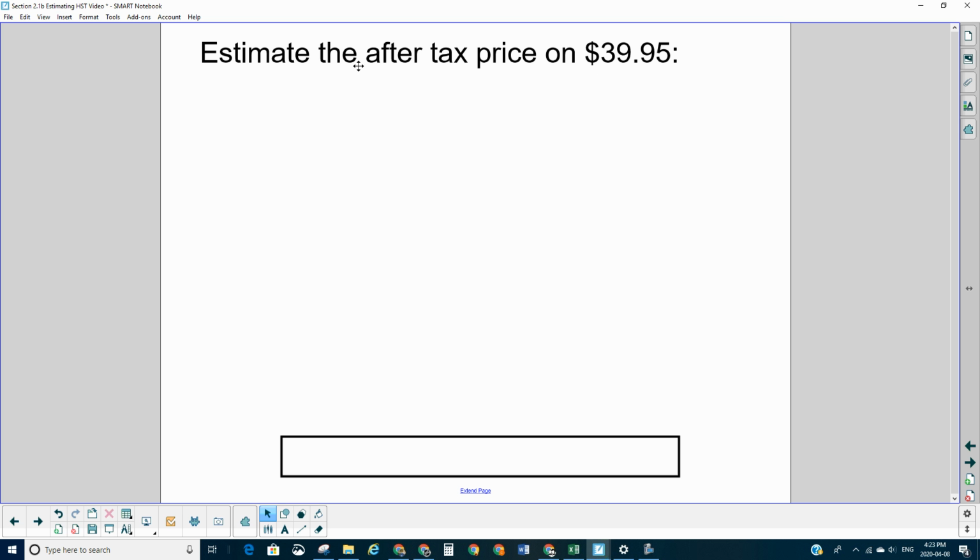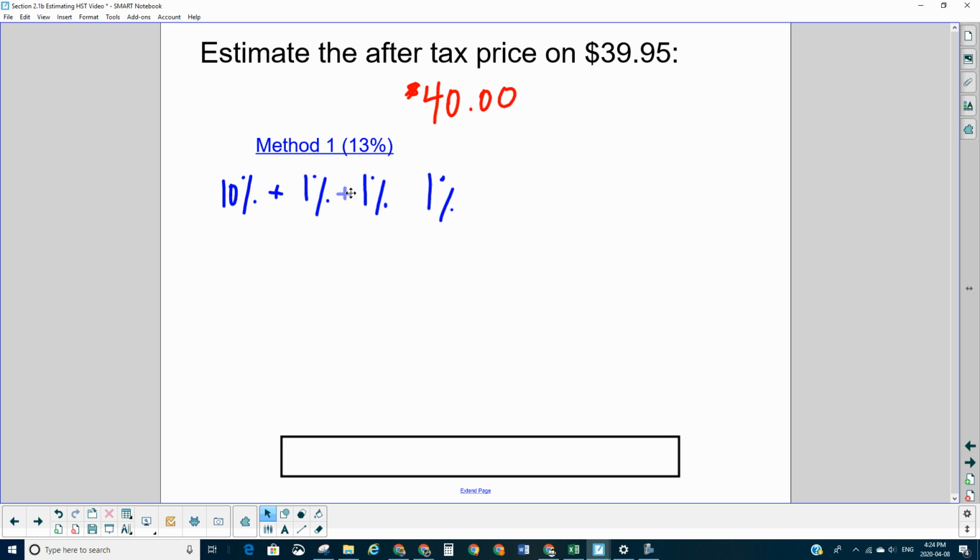So first thing we're going to do, since we're estimating, I'm not going to do calculations on $39.95. I'm going to do it on a much nicer number. I'm going to do it on $40. I'm going to round it to $40. It makes the math much more manageable. There's actually two methods that we're going to explore today. Method one is we're going to make a pretty good estimate of 13%. But instead of calculating that, maybe we don't have a calculator in our hands, we're going to break this 13% up into 10% and then three ones, and say it's 10 plus 1 plus 1 plus 1 would get us the 13%.